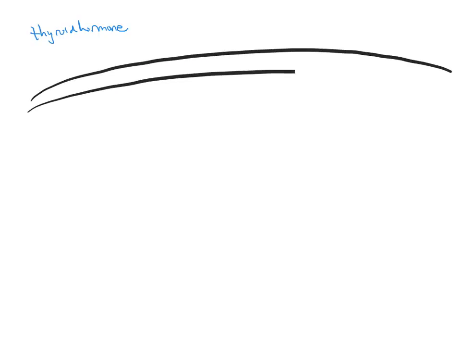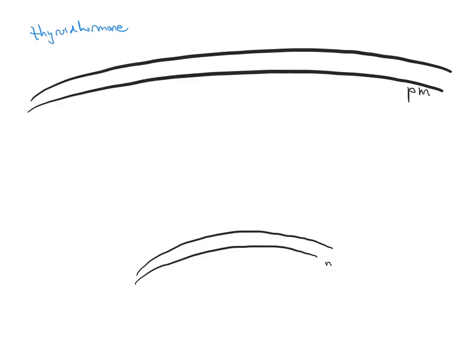Okay, now let's talk about thyroid hormone. Here we have our plasma membrane. Here we have our nucleus. And to understand what thyroid hormone does, we also need to add one more player. And this is our mitochondria.